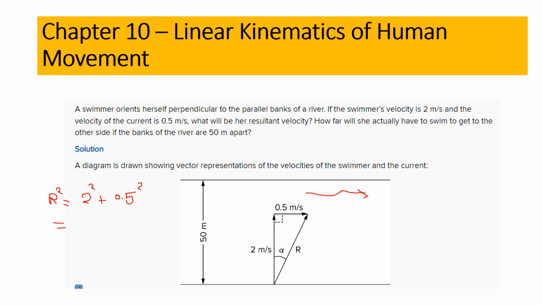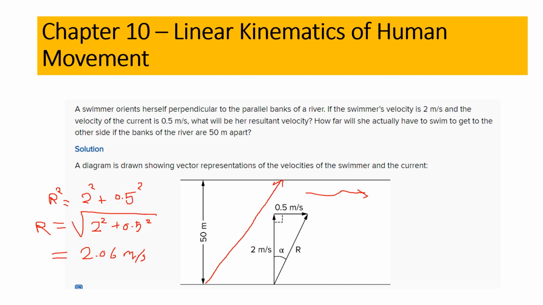So how much is this? If you want to find R, it's going to be the square root of 2 squared plus 0.5 squared. How much is that? 2.06 meters per second. Can we confirm? Perfect. So you got this, correct? Now, here's the thing. The other question: we would like to find how far. If you want to do the same thing, she's going to be swimming this way, right? Correct? Because the water is going to push her away.